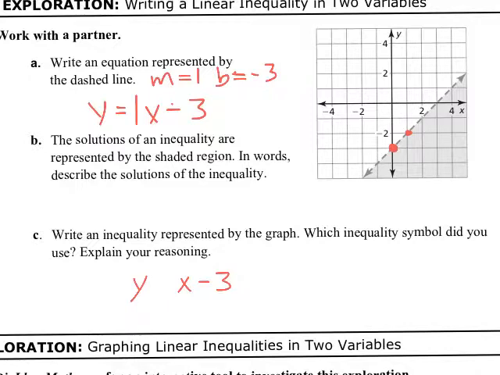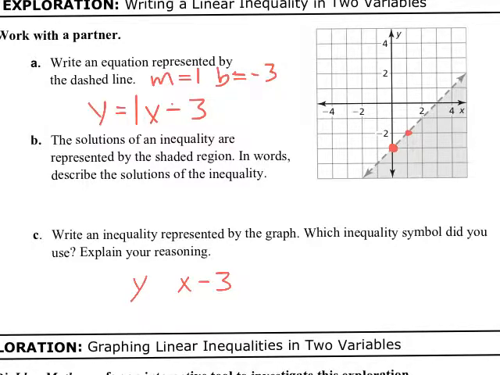So what does a dotted line tell you? Does a dotted line tell you it's equal to or not? Not. So it's not going to have an equal to part to it. And then the most simple way to determine if it's less than or greater than is to look at the shading. The greater values on a graph are up above. The lesser values on a graph are down below.